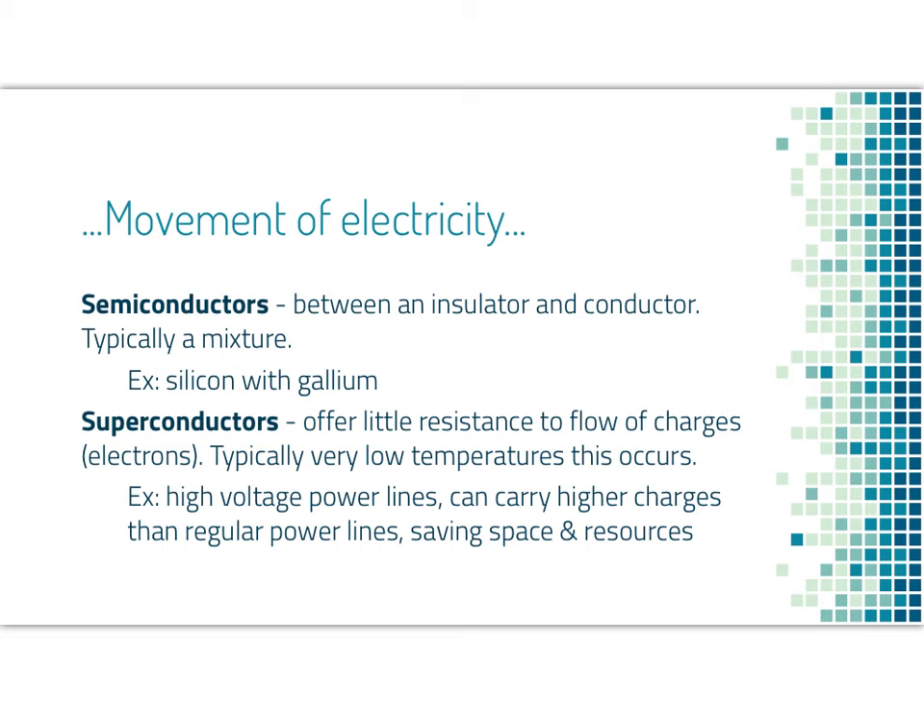A superconductor offers very little resistance of flow to charges. So these often are materials that are at very low temperatures. Some examples of superconductors are high voltage power lines. These can carry a higher charge than a regular power line, saving space and resources, so we don't have to string quite as many wires. And again, the creation of those wires. So a superconductor would be used in those high voltage power lines rather than just simply a conductor.